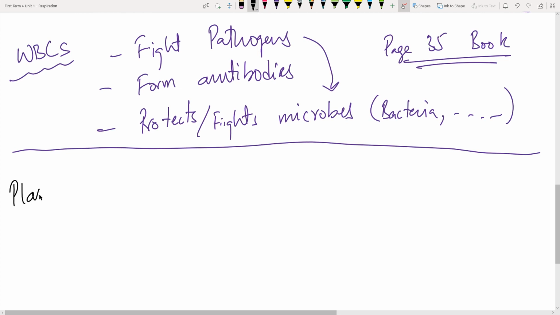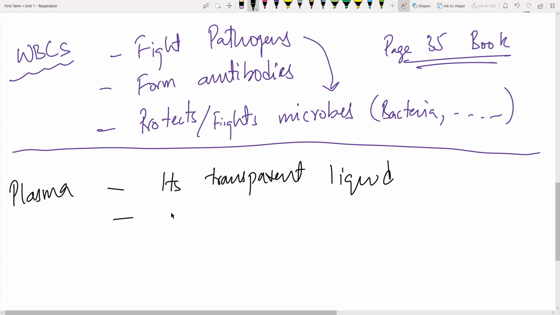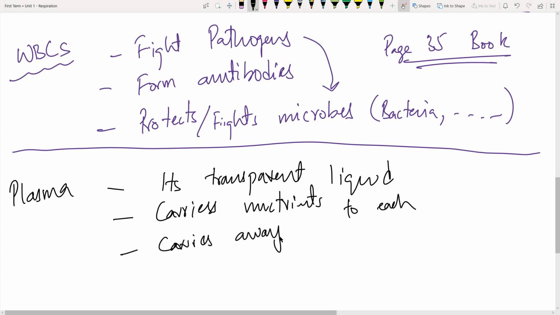And then finally we're going to discuss plasma, right? So plasma, it's a transparent liquid, right? When we talk about plasma, we're talking about a transparent liquid that carries nutrients, from glucose and all these nutrients, to each cell, right? It also carries away CO2 from cells, and then out for the breathing out process, right?